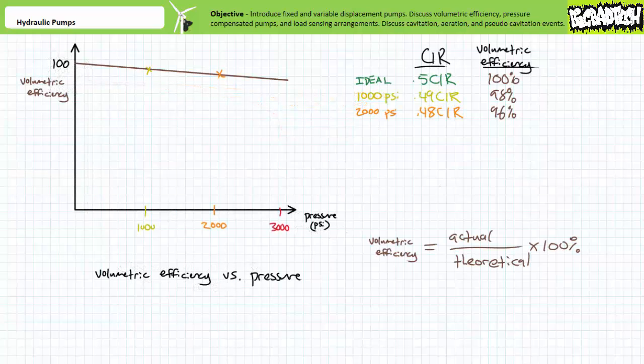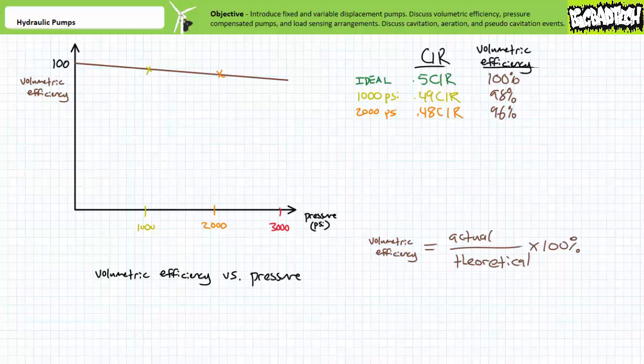Another way of describing this exact same behavior is a graph of volumetric efficiency, where volumetric efficiency is the relationship of actual versus theoretical displacement for different pressure requirements. As pressure increases, displacement decreases. Using our earlier figures of 0.5 cubic inches per revolution at ideal conditions, 0.49 cubic inches per revolution at 1000 psi, and 0.48 cubic inches per revolution at 2000 psi, the volumetric efficiency can be plotted as follows.